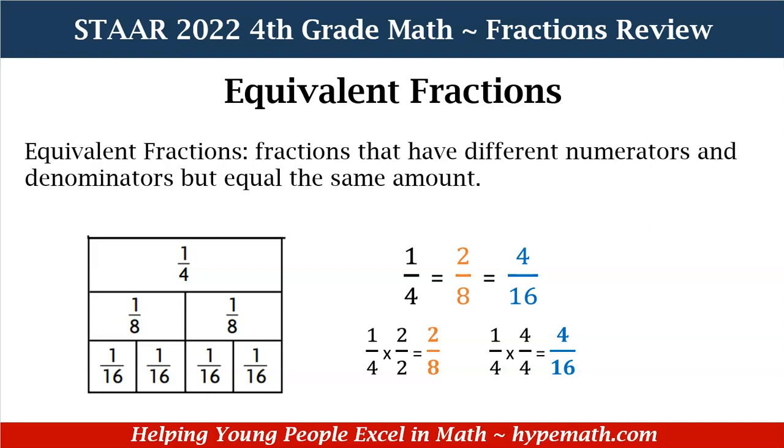Also, for 4/16, we're going to do the same thing. If you notice, we have 4 1/16 blocks. So what we need to do again is multiply our numerator and denominator by the same number. Starting with our numerators, 1 times 4 is equal to 4. 4 times 4 is equal to 16. So we can see that 1/4 is equal to 4/16.